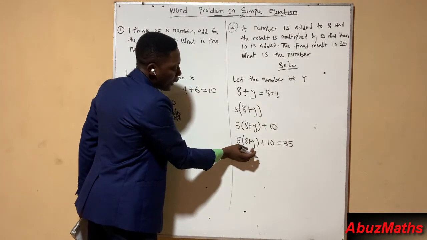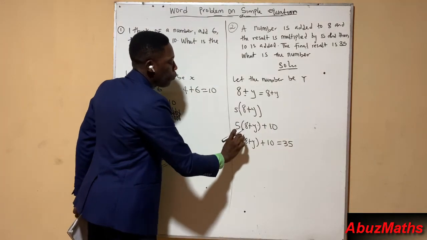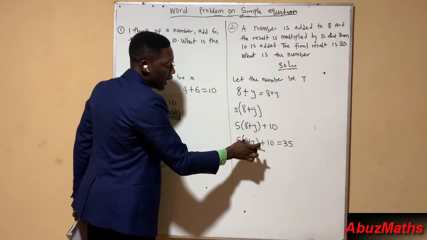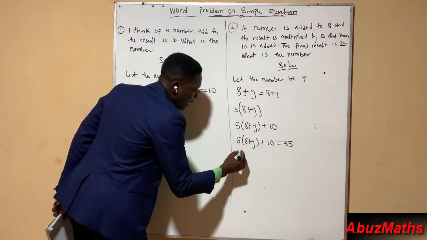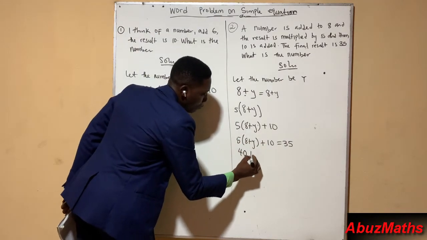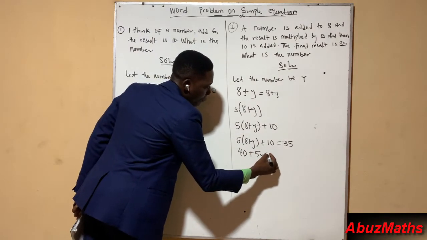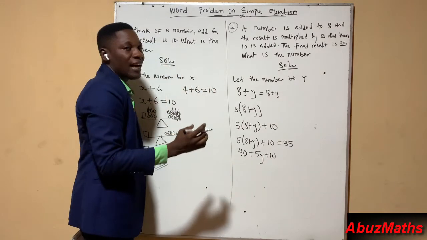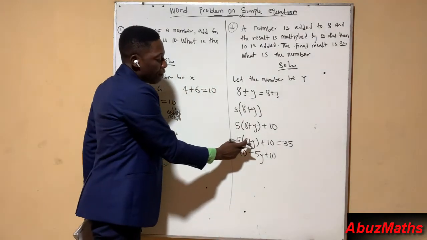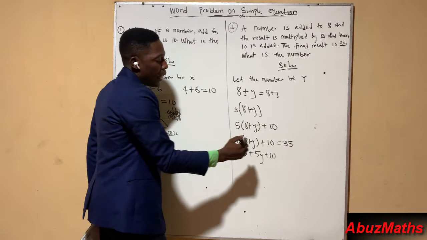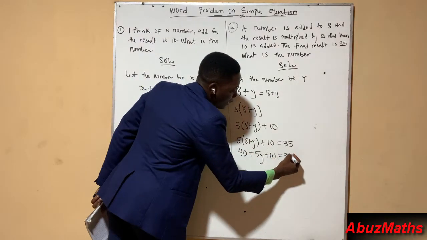So we have to open this bracket, and to open this bracket we have to use what's outside the bracket to multiply what is inside the bracket. So 5 times 8 will give me 40, plus 5 times y will give me 5y, plus 10. Remember I said they can only mix when they are multiplied. So you see 5 times y gave me 5y. Now this is equal to 35.